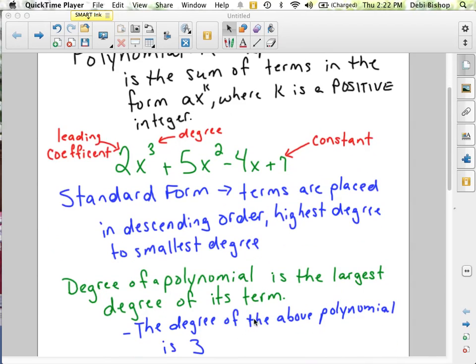Again, the degree of the polynomial is the largest degree of its terms. So above here, if we were to ask what the degree of the polynomial is, it would be 3, because that is our highest exponent.